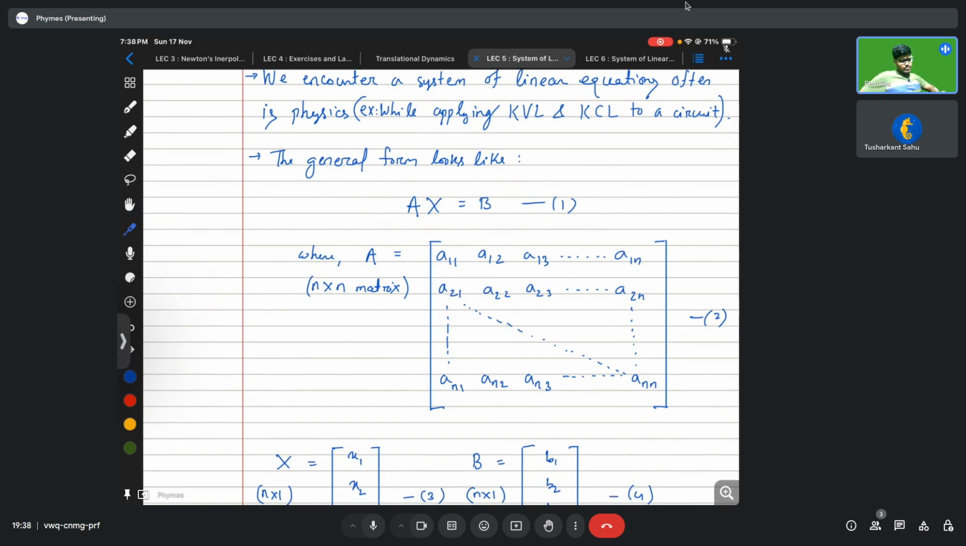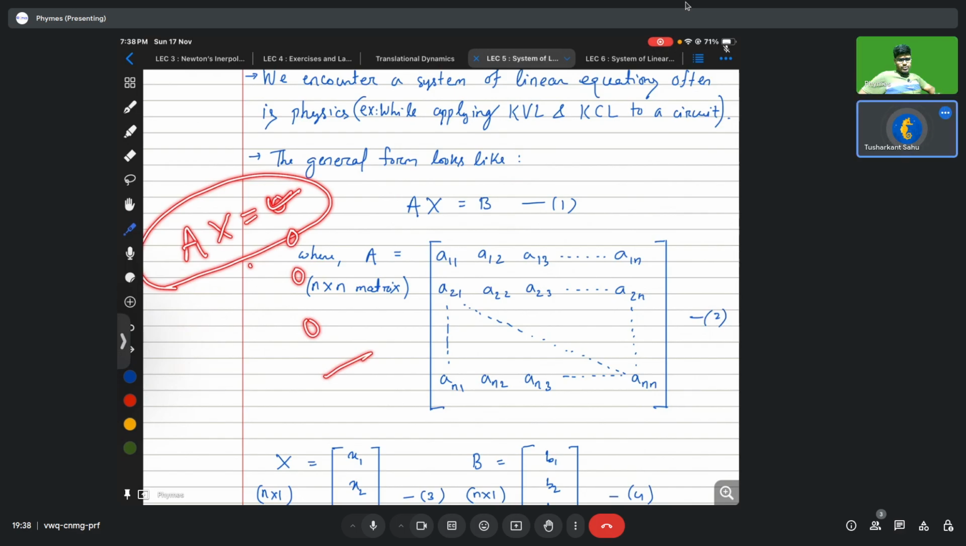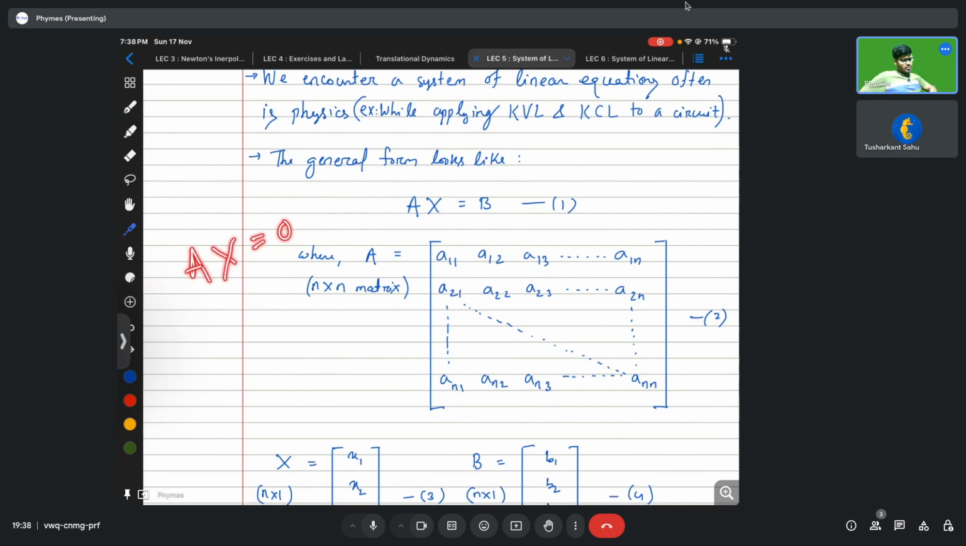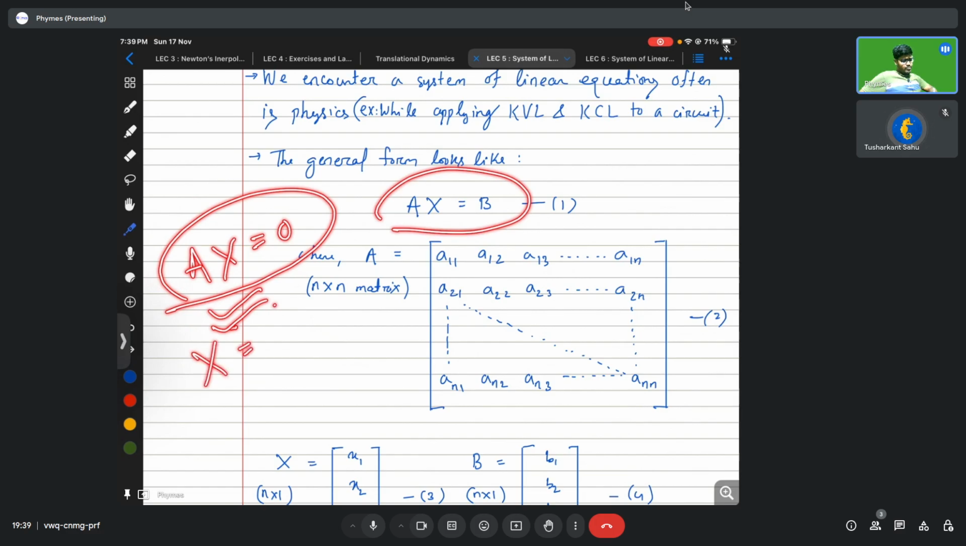And what is the homogeneous type? Homogeneous type means Ax equals 0, right? The right hand side must be all 0. Do you remember, or do you know about it? Yeah, so the other kind is known as the homogeneous form of the system of linear equations, and this is the non-homogeneous type. The solution of the homogeneous type: the trivial solution is that all the variables are 0.